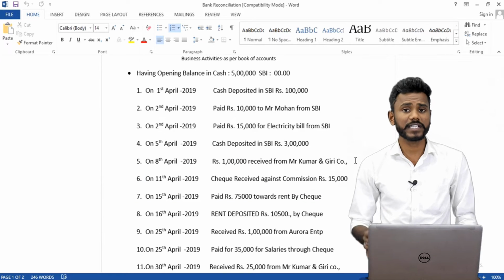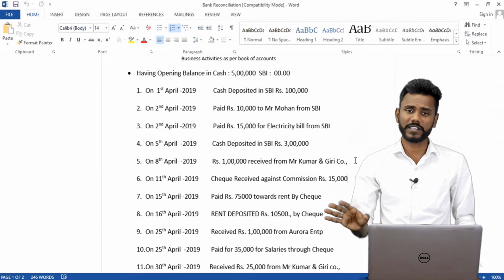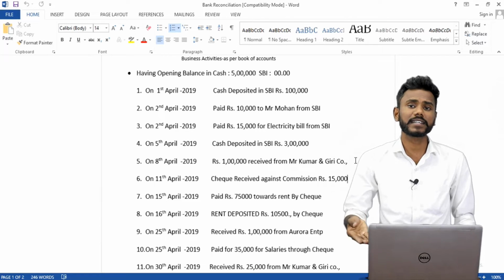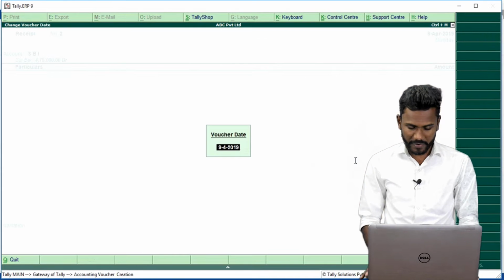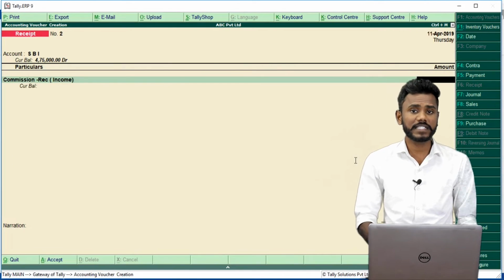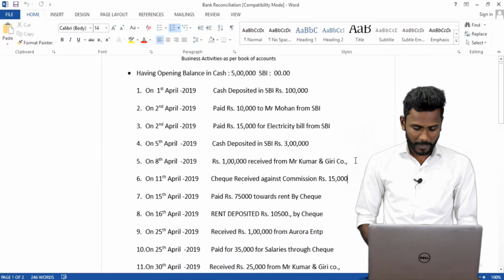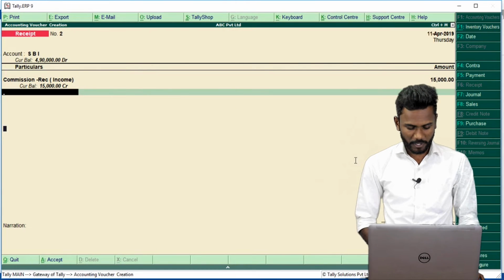On 11th April check received against commission. Commission is not always an expenditure. Sometimes we used to collect the commission, so this time commission will be treated as indirect income. So now just go back to the receipt voucher. State Bank of India on 11th of April, commission comes under indirect income, and the value of commission receipt is 15,000. And directly control plus save.